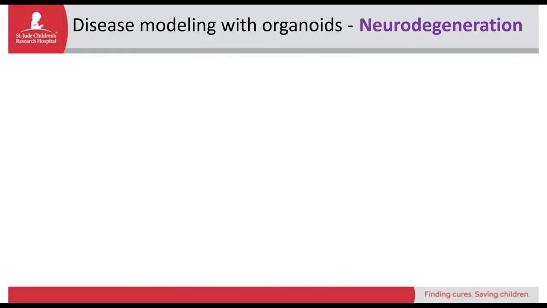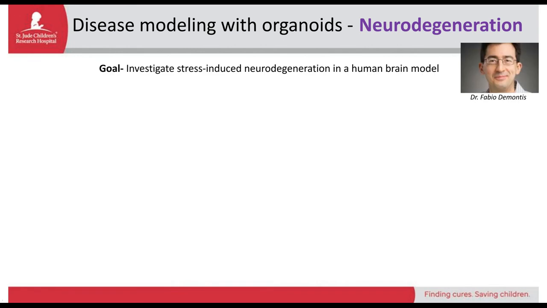In the second example, we worked in collaboration with Dr. Fabio De Montes. The De Montes lab studies aging and neurodegeneration in Drosophila as their model system. But what they wanted to know was if stress-induced neurodegeneration is something that can be modeled in a human organoid system.